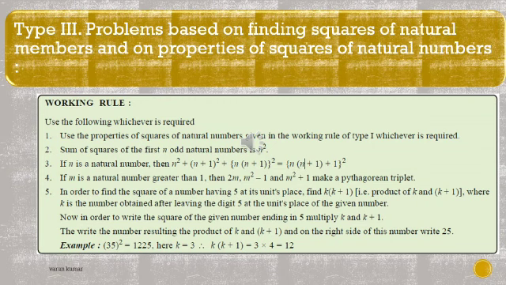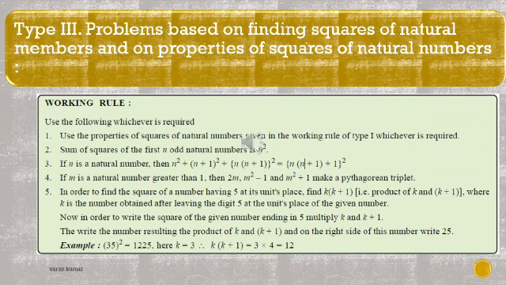Type 3 problems are based on finding a square of natural numbers and on the properties of a square of natural numbers. See here, the working rule: use the property of a square of a natural number given in the working rule of type 1, whichever is required. Next, the sum of the squares of the first n odd natural numbers is n square.